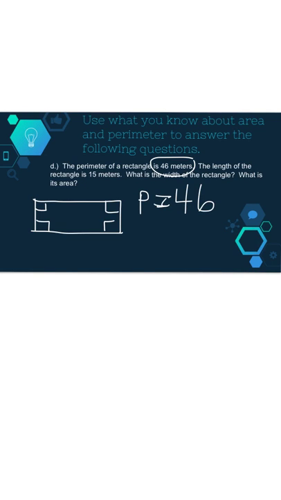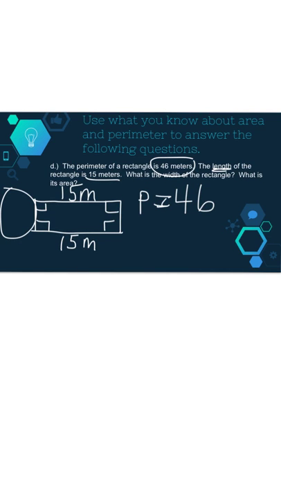You'll need to work backwards, and the easiest way to do this is to first draw what we are talking about, which is a rectangle. We know that a rectangle has 4 90-degree angles, and we know that the perimeter is 46 meters. We also know that the length is 15 meters. So the length will be on the bottom here and on the top. We need to find out what the width is on both sides and what the area is.